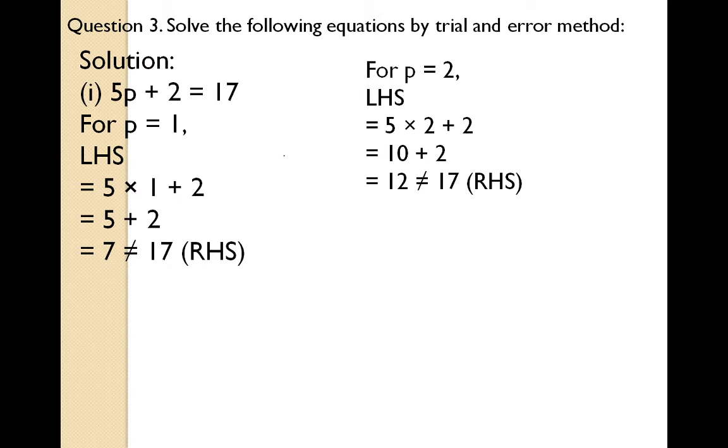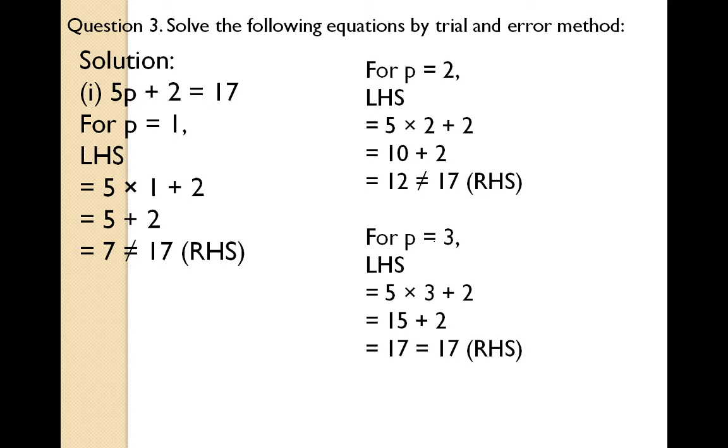If we substitute the value P is equal to 2, 5 into 2 plus 2, so 10 plus 2 gives 12, which is not equal to 17. And if we substitute P as 3, we get LHS 5 into 3 plus 2, that is 5 threes are 15, plus 2 is equal to 17, that is RHS.